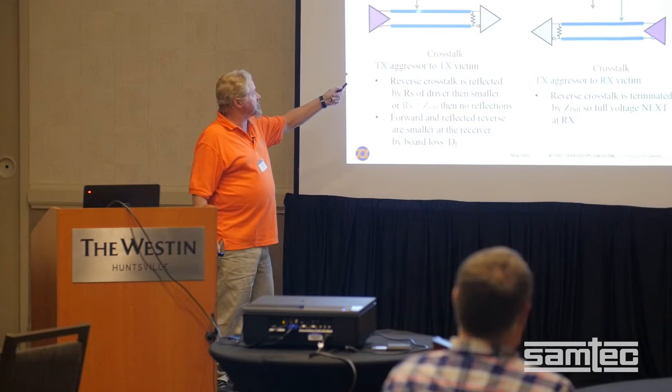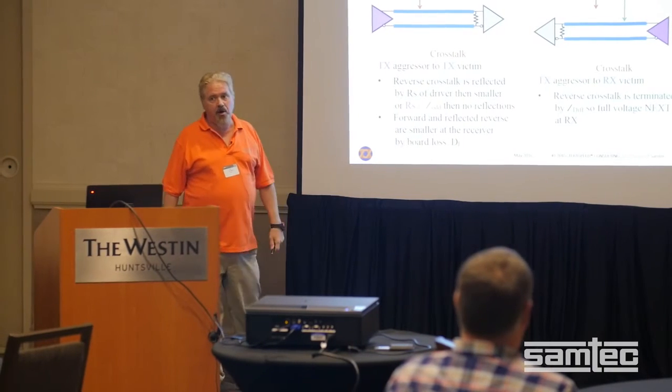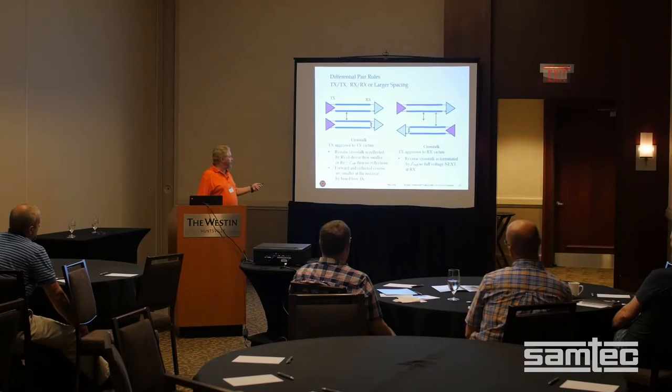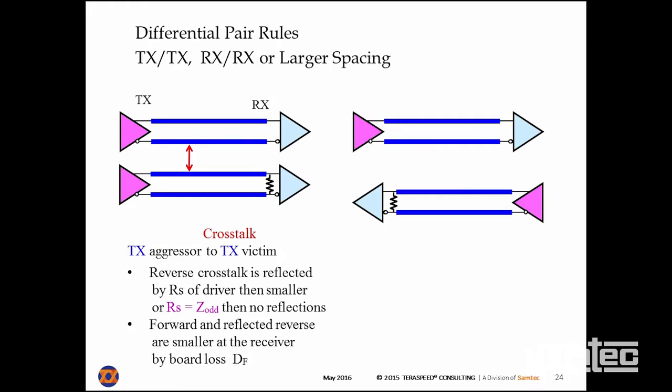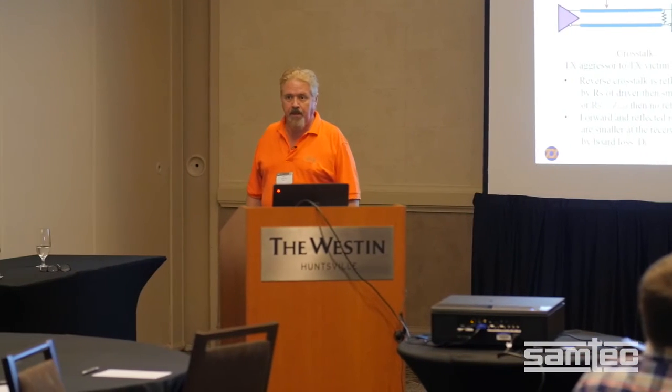So the reverse crosstalk does what? It goes back to the driver. Most of them have an output impedance of 50, which means it stops. Okay. And the driver doesn't care. It's a driver. Now, if you route a transmit next to a receive, you get reverse crosstalk. Where does it go? It goes back to where? Oh, the receiver. And it is terminated. That means it gets full crosstalk immediately at the receiver. That's your noise. Can you do this?